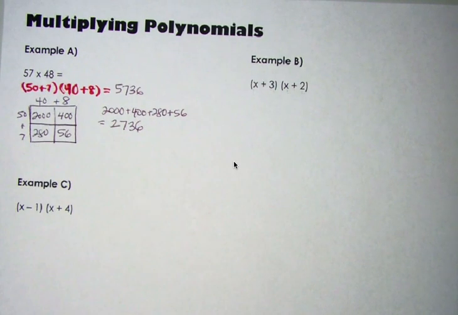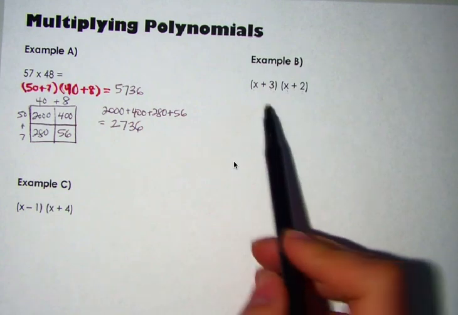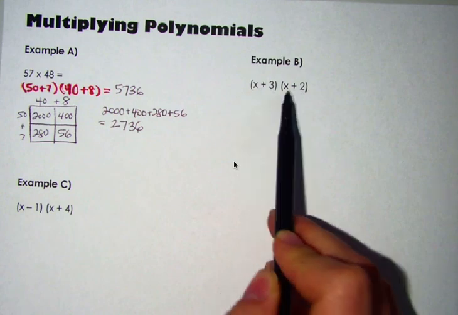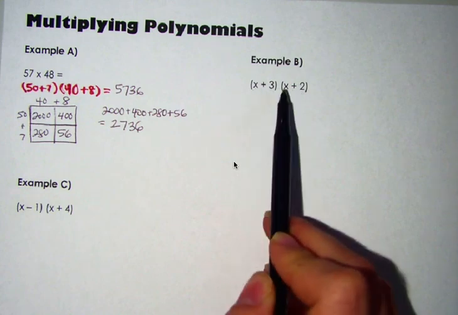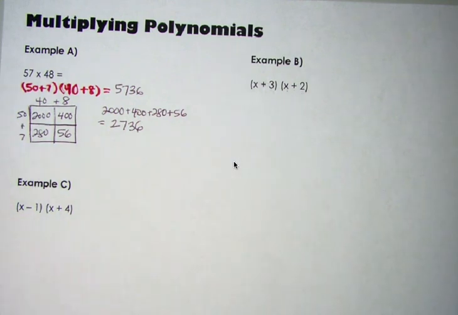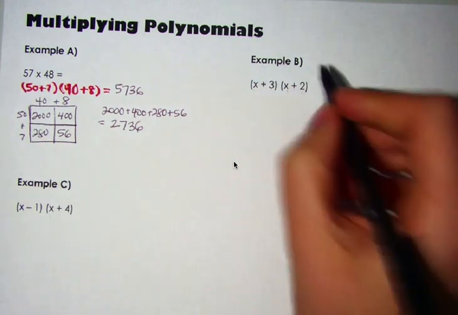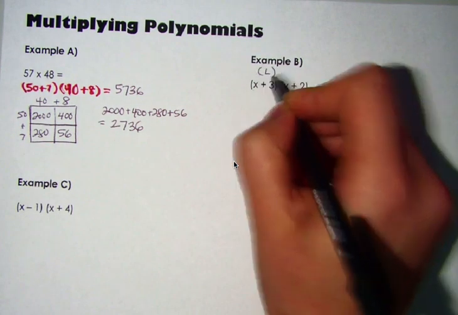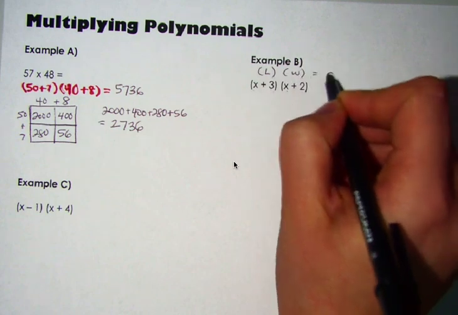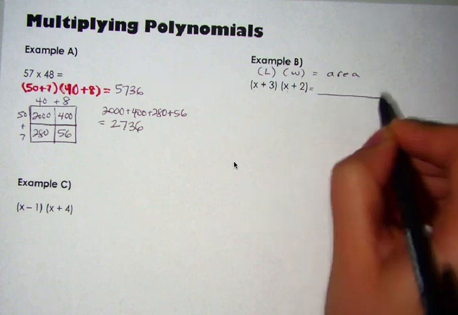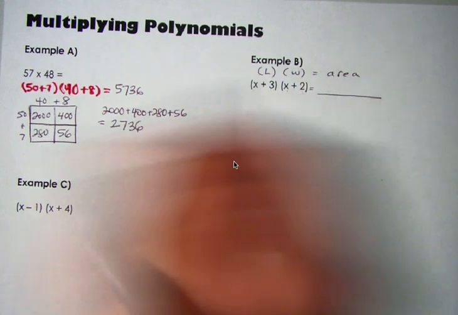All right, so what happens when you have an example where you do not know that first number, you actually just know that it's a variable called x? Well, I'm going to use my product map and algebra tiles to set up this problem to find out what the area equals. Remember, length times width equals area. And that's what we want to know. What is the area of x plus 3 times x plus 2?